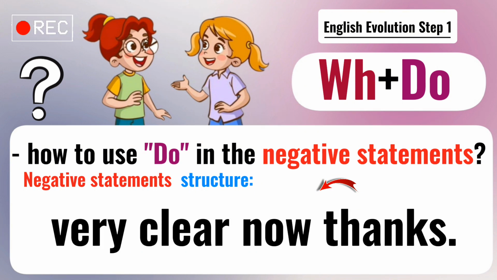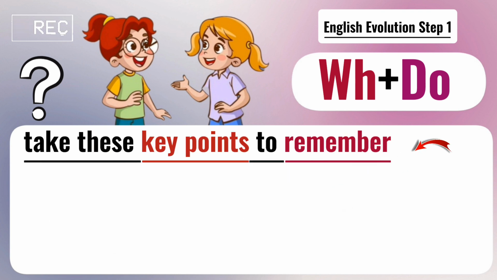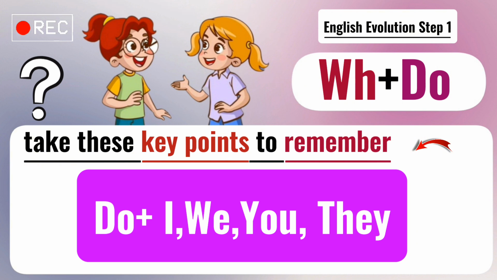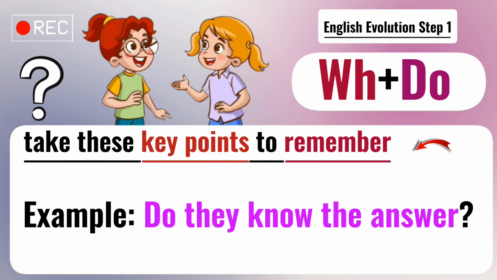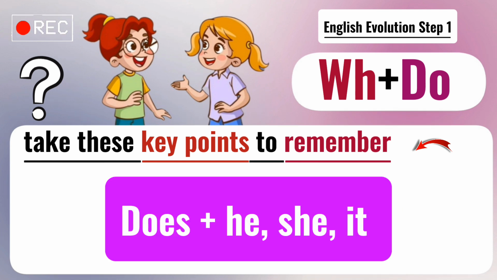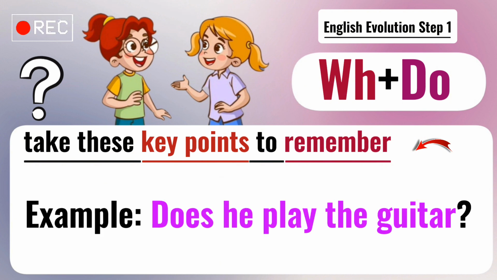Very clear now. Thanks. Take these key points to remember. Use do with I, you, we, they. Example, do they know the answer? Use does with he, she, it. Example, does he play the guitar?